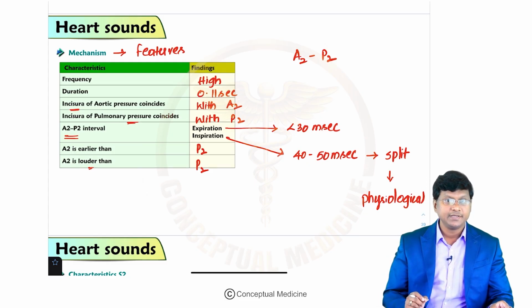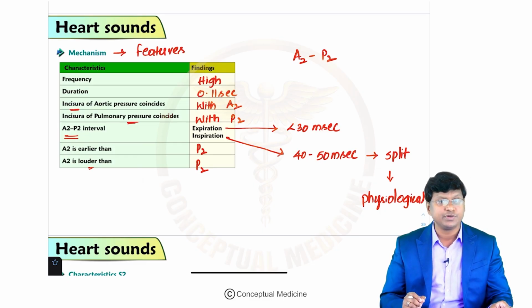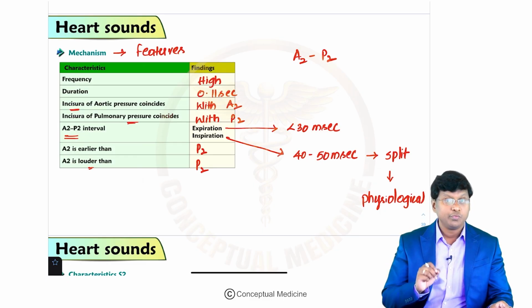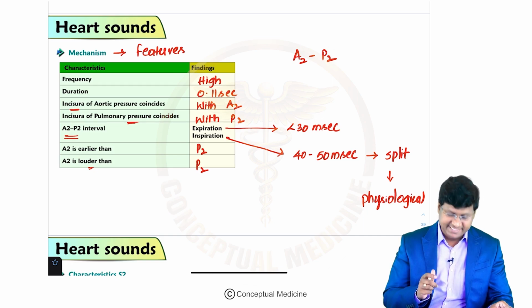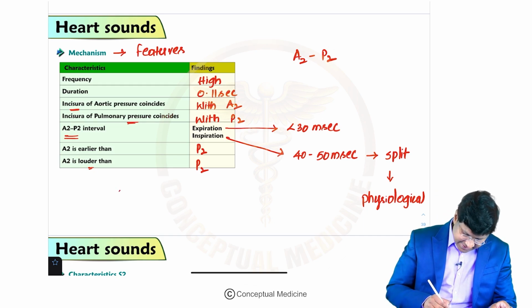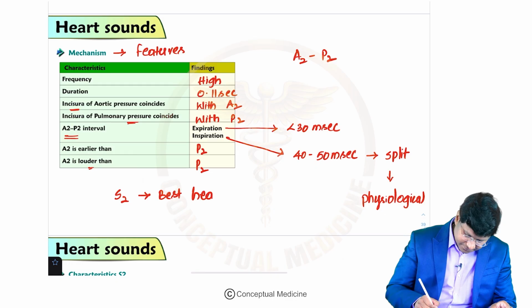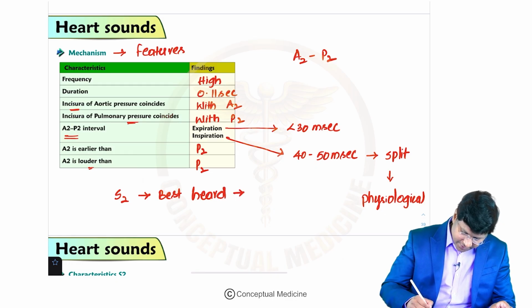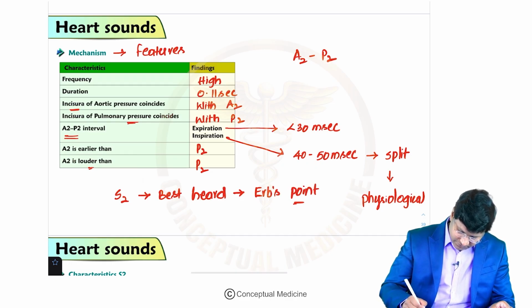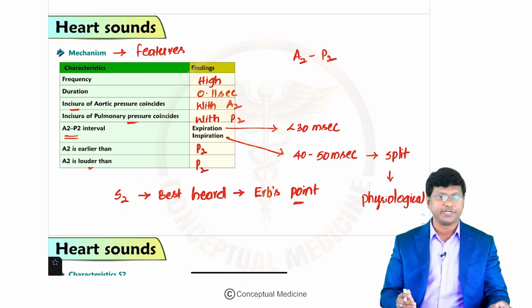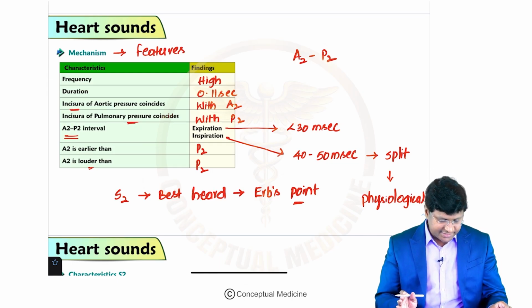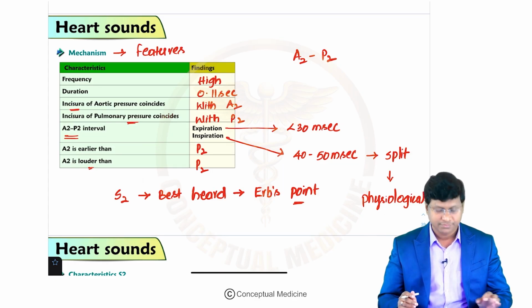Right, and this second heart sound, if you see, which particular area is it best heard? Second heart sound is best heard at the Erb's point. Right, it is best heard at the Erb's point. So that is about the characteristic features of the second heart sound.